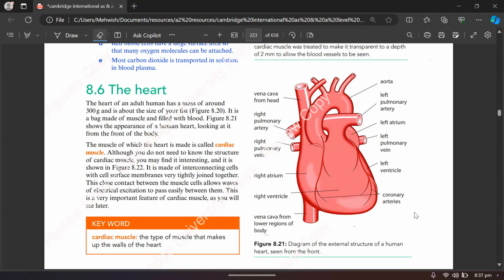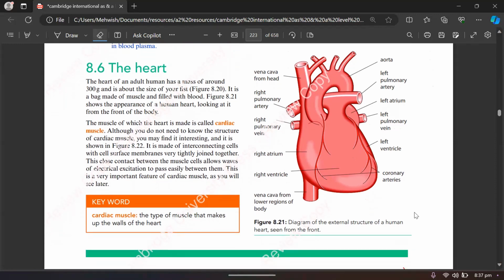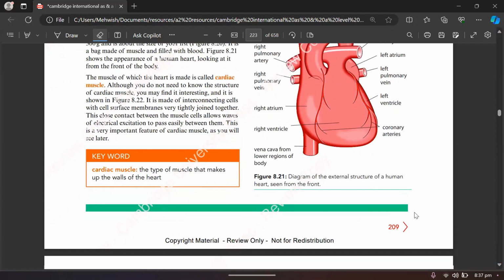So coronary arteries are the arteries that are supplying blood to the muscles of the heart. Very good, Anas. Okay, okay, let's move on.